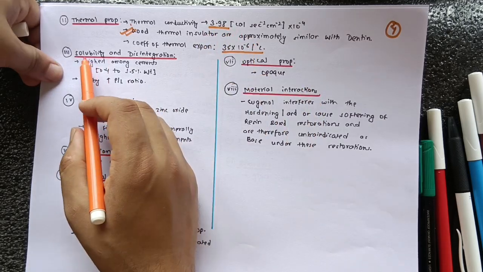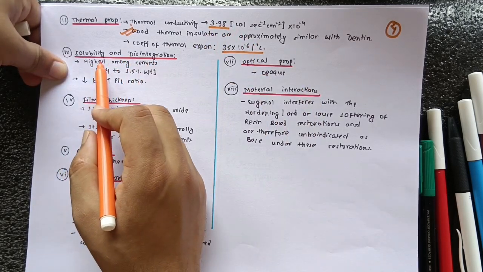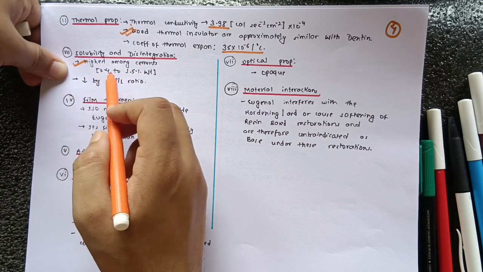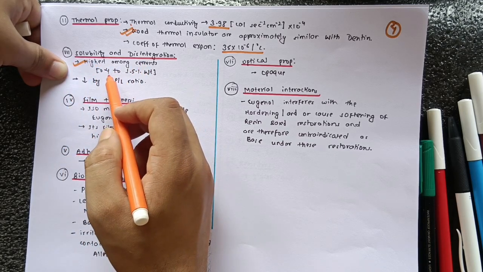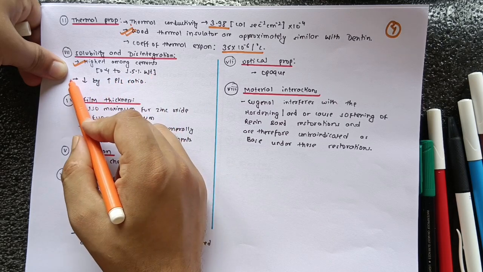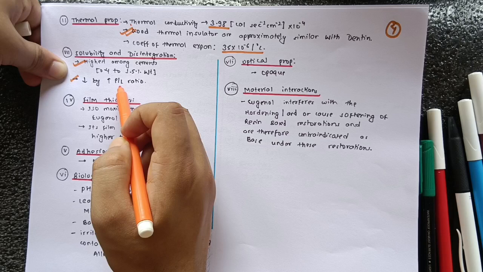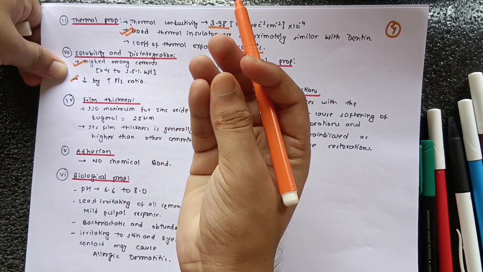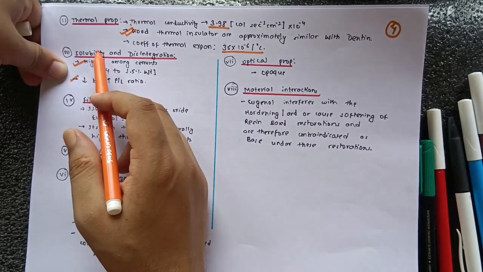Now in the solubility and disintegration section, as I have written here, it is highest among the cements. So there is the highest solubility present in this cement, that is 0.4 to 1.5% by weight, and it is decreased by increasing the powder to liquid ratio. It is a matter of common sense that if there is an increase in powder, there will be a decrease in solubility.